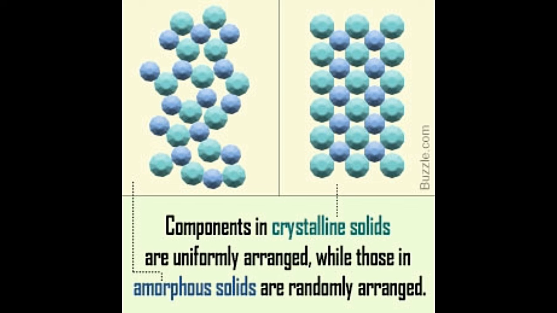Crystalline and amorphous are two basic subtypes of solids, which may look similar on the outside, but are actually vastly different from the inside. In this Buzzle post, we examine the difference between crystalline and amorphous solids.